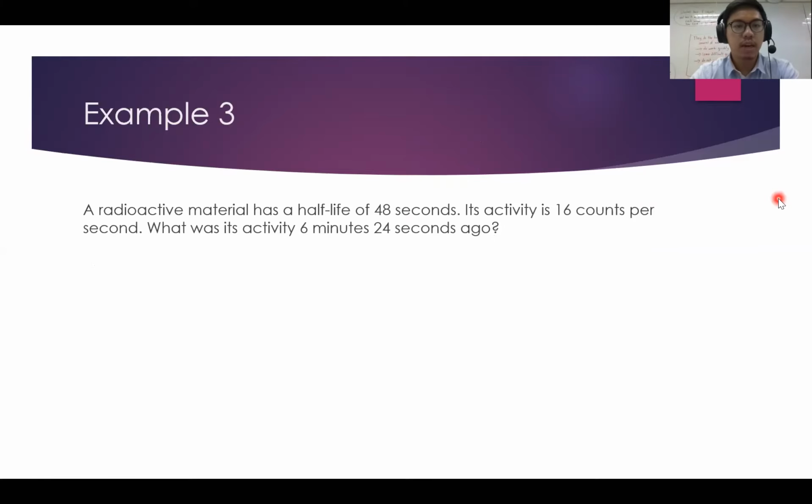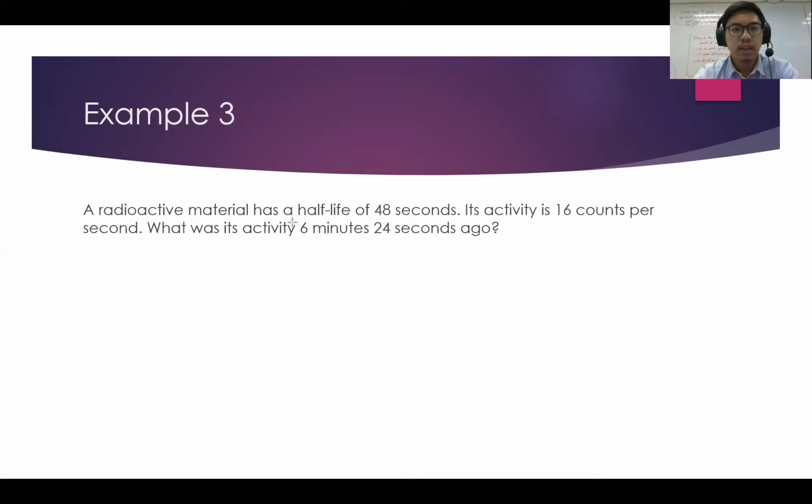Example 3. A radioactive material has a half-life of 48 seconds. Its activity is 16 counts per second. What was its activity 6 minutes 24 seconds ago?